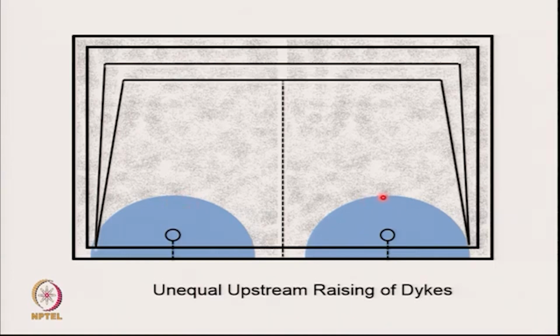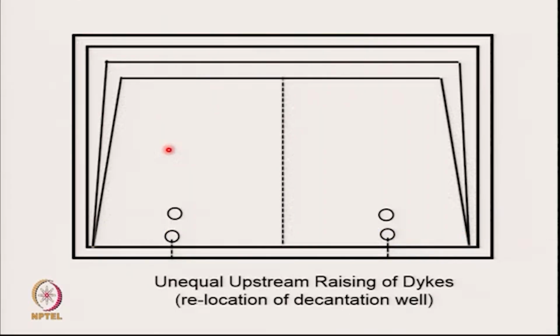So normally, this is a problem which is encountered in many of the old slurry ponds, that the decantation well has been kept very close to one of the main embankments. And this creates a problem. How would you tackle this problem? I would like to keep the well here. If I keep the well here, the only problem is how to reach it, right? I'll have to reach it to maintain it.